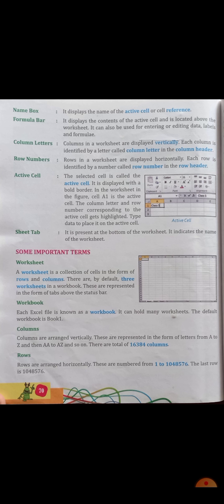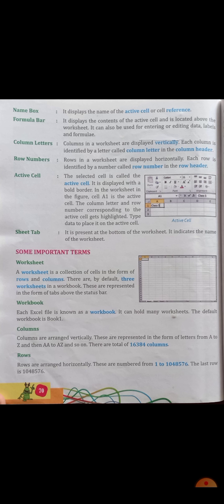Now next over there is your columns. What are columns? Columns are arranged vertically. These are represented in the form of letters from A to Z, and then AA to AZ, and so on. That means there are in total 16,384 columns. That means there are, you can say, unlimited columns. You can create a very huge document inside MS Excel, because there are around 16,384 columns. Most of the times we don't need to work on it, but sometimes when you are creating a very big document, we can use all the columns inside the worksheet.